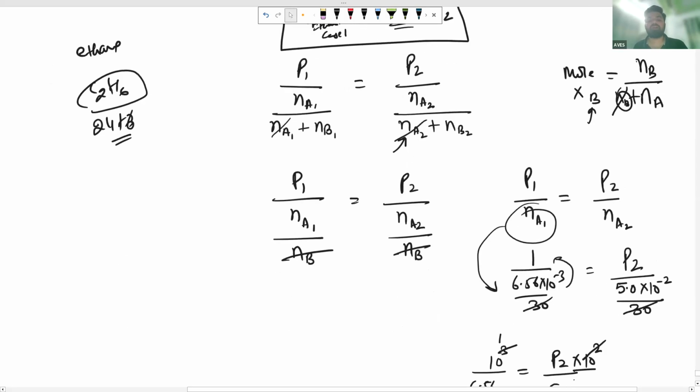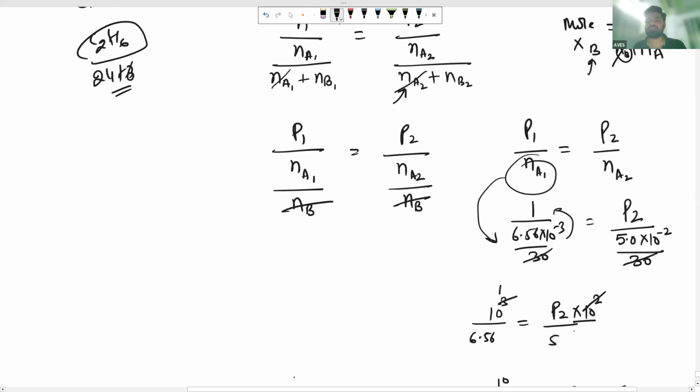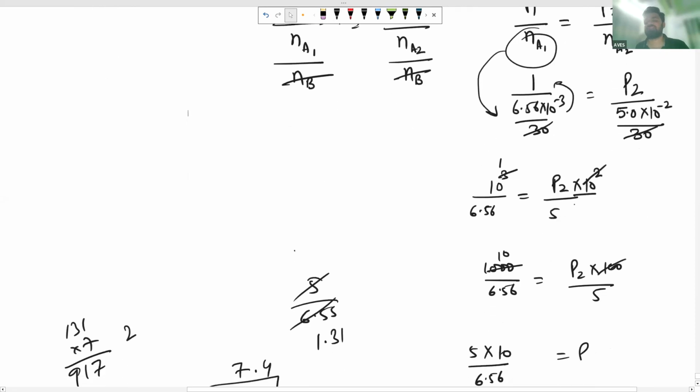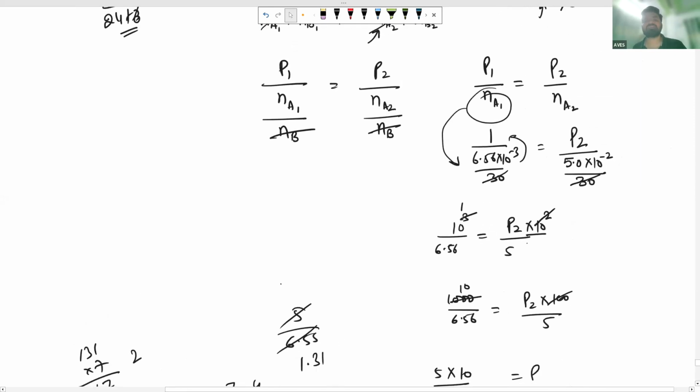So we find the number of moles of ethane, where A means ethane, divided by the number of moles of B. Here, the same number of moles of ethane divided by the number of moles of B, so B will cancel out. We just write P1 upon N1 equals P2 upon N2. Now the number of moles of ethane in the first case will be this value divided by the molar mass, and since both have the molar mass, we just cancel it out. You will find 1 upon this value equals this 5 comes down, this 10. Solve it by simple mathematics and you will get the pressure as 7.4 bar, because the more gas is added, the more pressure will be exerted.